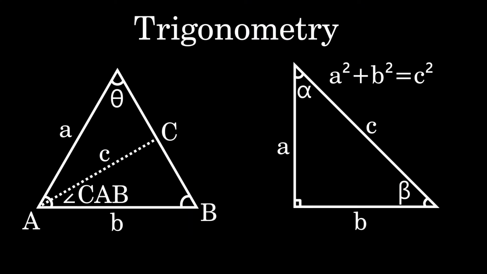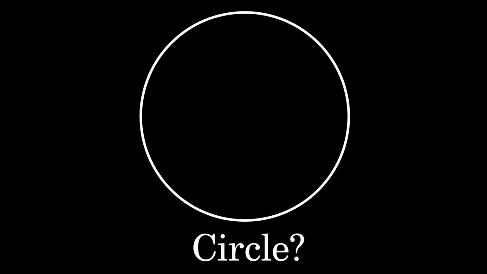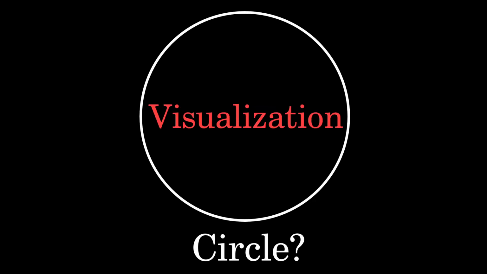Trigonometry is the study of triangles and the relationships between them and angles. So why is a circle so important? The unit circle isn't exactly so much a circle as it is a visualization of the relationships between trigonometric functions. What do I mean? To describe the unit circle, we're first going to need some background information.